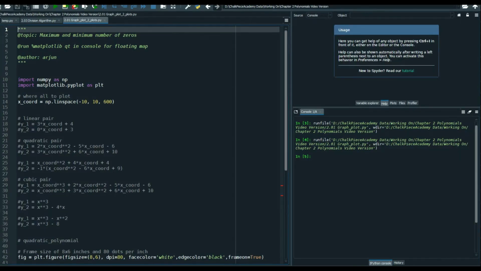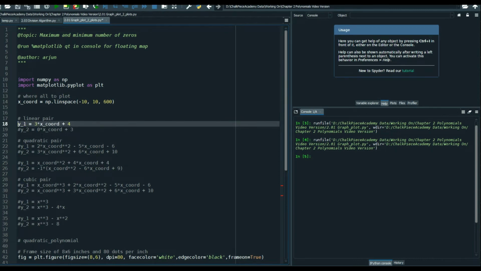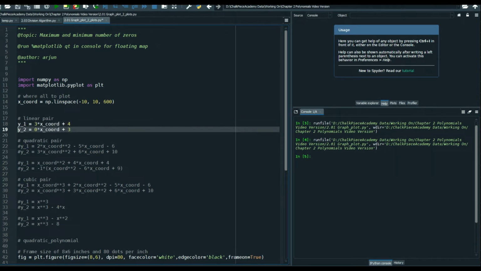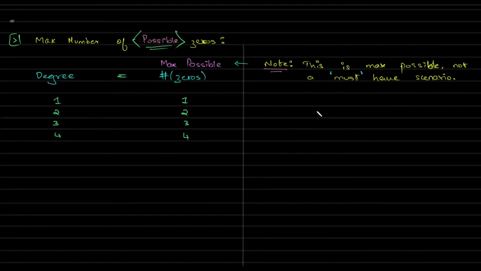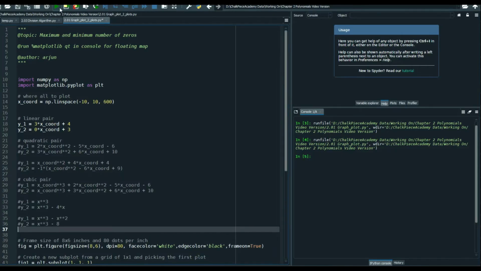So here too again, we are looking at linear equation first, then we have quadratic, and you have cubic. So we have different relationships. We look at the graph and try to understand what this statement means. What does the word possible mean? So we'll have a look at that. Let's execute this.